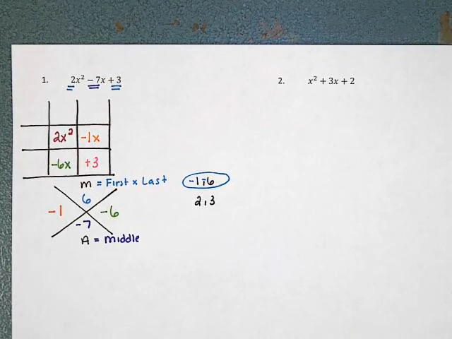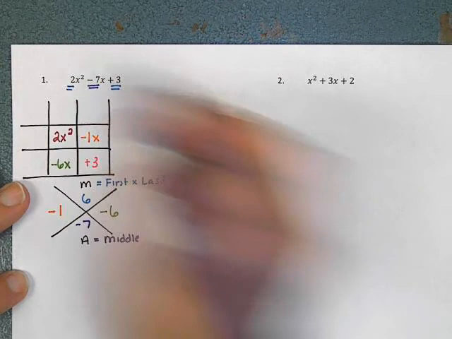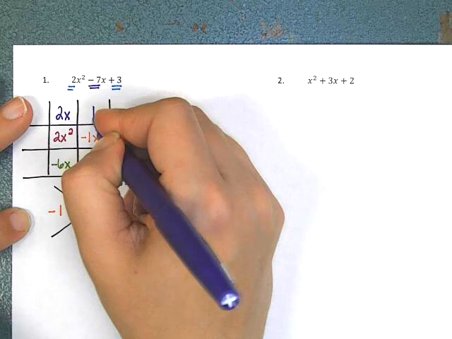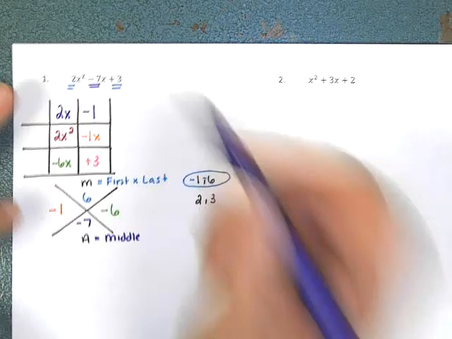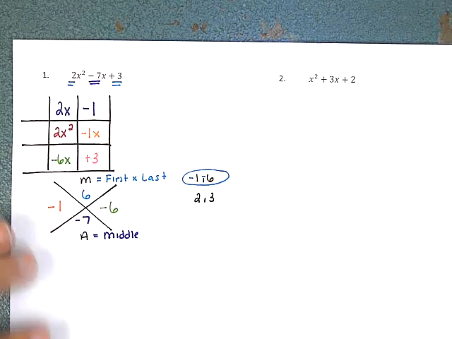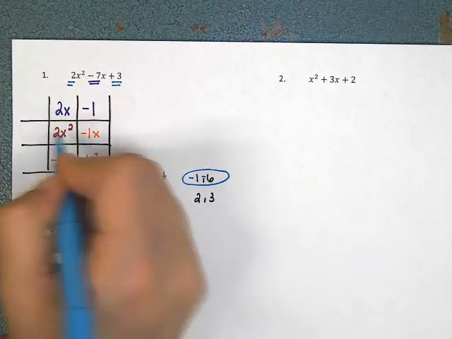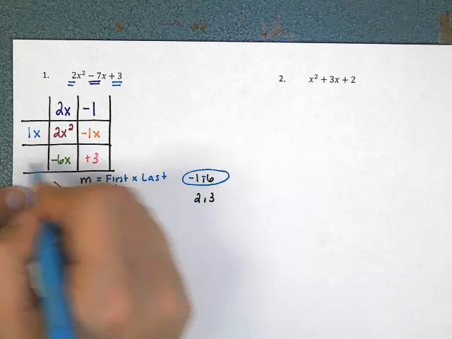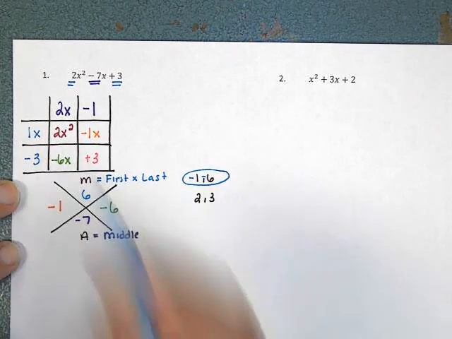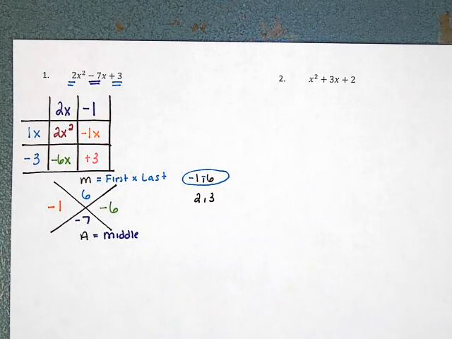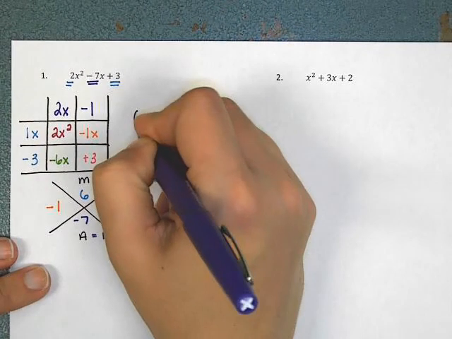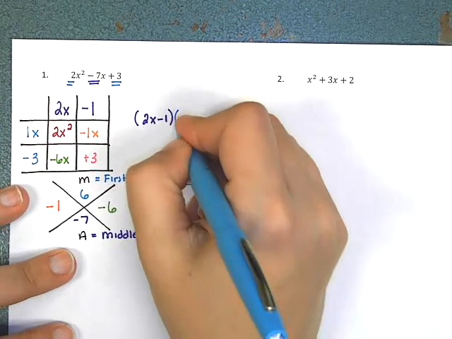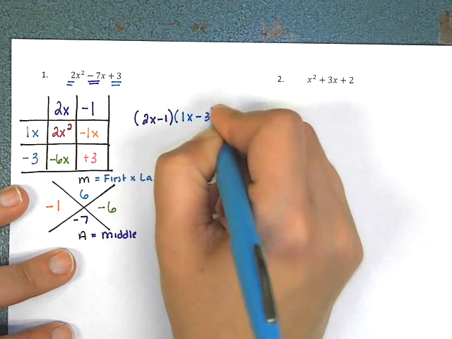Lastly, I'm just going to factor. So if I say, what do these two have in common? I would say 2x. What do these two have in common? I would say 1, and I would make it negative because the first number is negative. Then if I say, what does this row have in common? I would say 1 and x. And if I say, what does this row have in common? I would say 3, and I would make it negative because the first number is negative. So if I were to write my final answer, I would have 2x minus 1, parentheses, 1x minus 3.